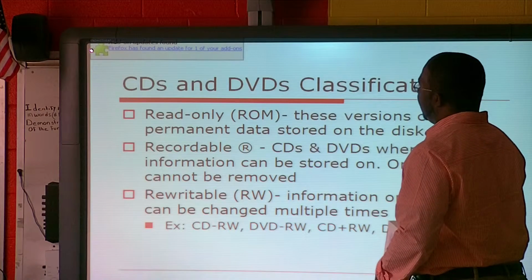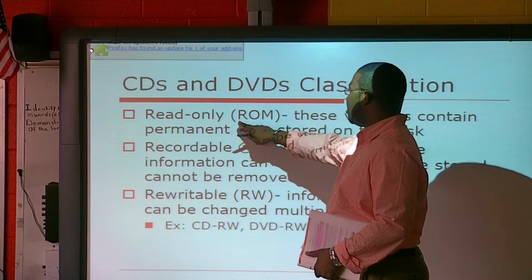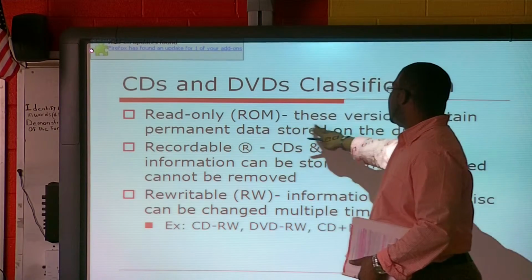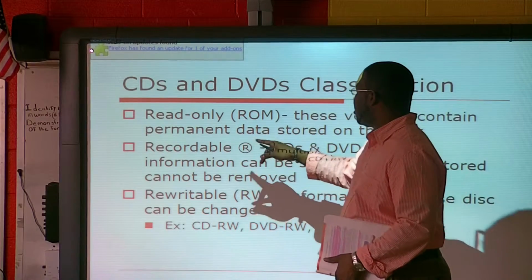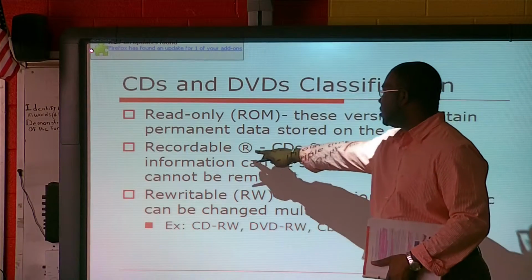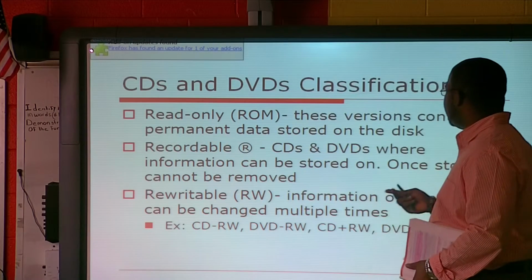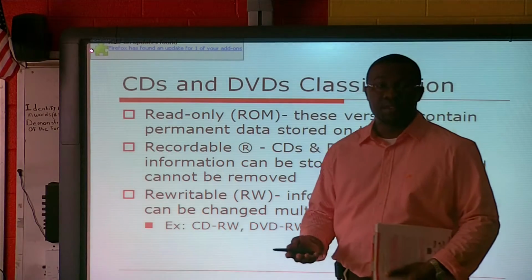CDs and DVDs classification. Well, you have different ones. You have read-only, which you have probably seen before, ROM. These versions of CDs and DVDs contain permanent data stored on the disk. You have a portable, and that's the symbol for it. These are CDs and DVDs where information can only be stored once. Once stored, it cannot be removed.